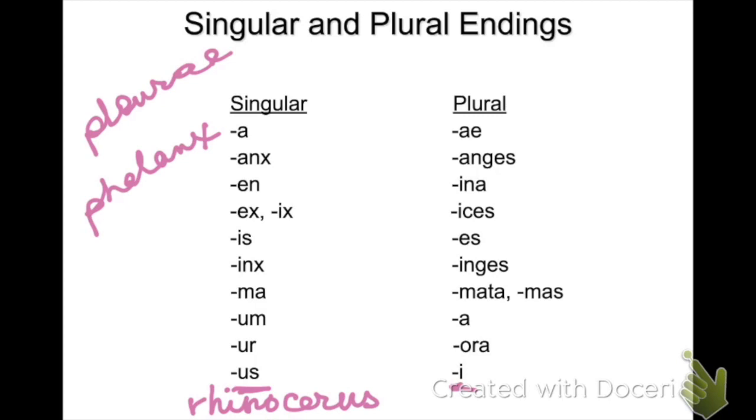So again, you just try to become familiar with these plural forms and realize that it means the same thing, even though it ends in different letters. It's just the plural form.